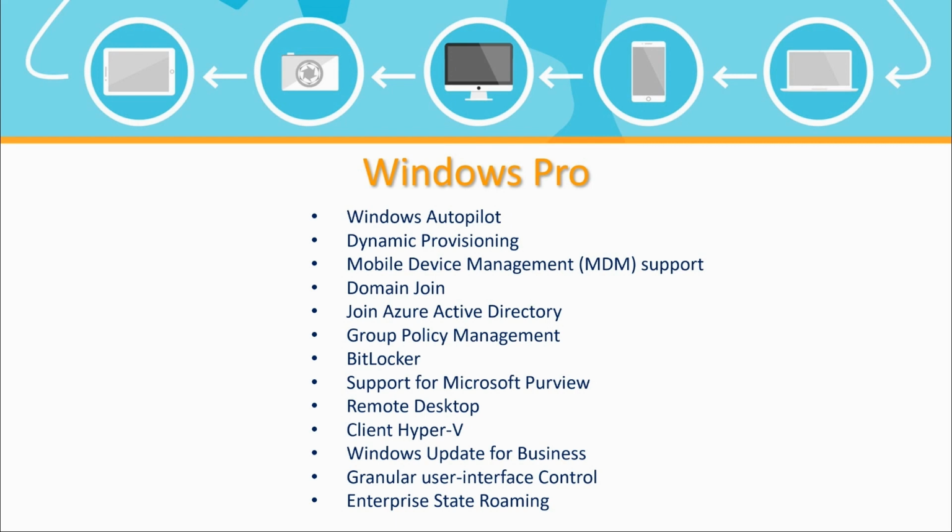And you have enterprise state roaming, which allows the ability to synchronize settings that somebody configures on their Windows machine with your cloud service. So that means that if you have a user that jumps between multiple machines, the settings can follow them around wherever they go. That includes application settings. So if you configure Microsoft Office settings and things like that on a Windows machine, and then you jump over to another Windows machine, those settings can follow you where you go.